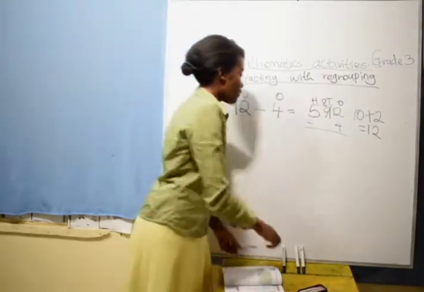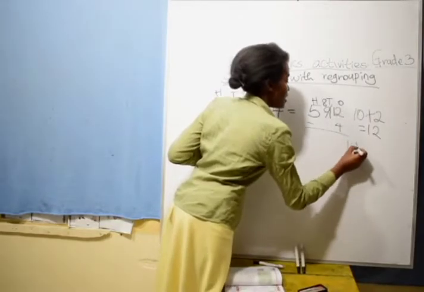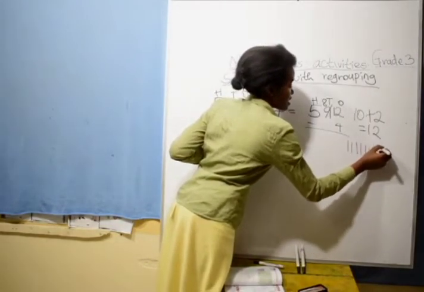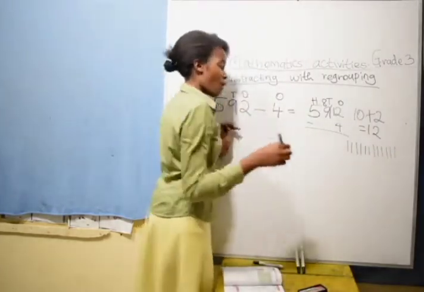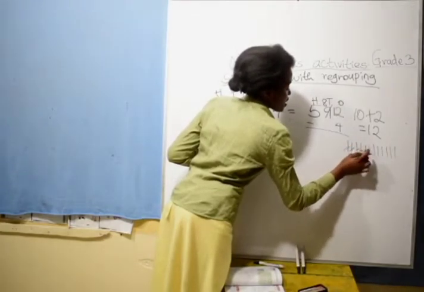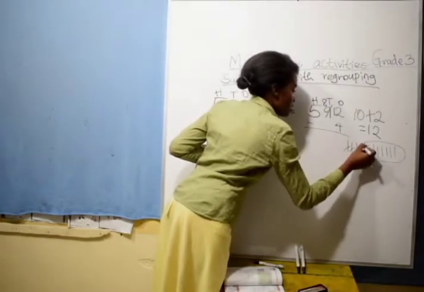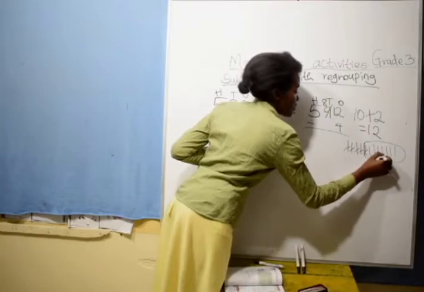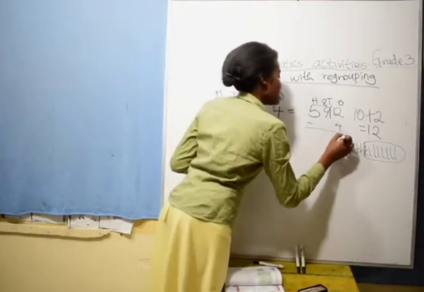Now, we have 12 sticks. We are taking away 4 sticks. These are 4, 5, 6, 7, 8, 9, 10, 11, 12. We are taking away how many? 4 sticks. 1, 2, 3, 4. Now we count the remaining ones. 1, 2, 3, 4, 5, 6, 7, 8. We are remaining with 8.